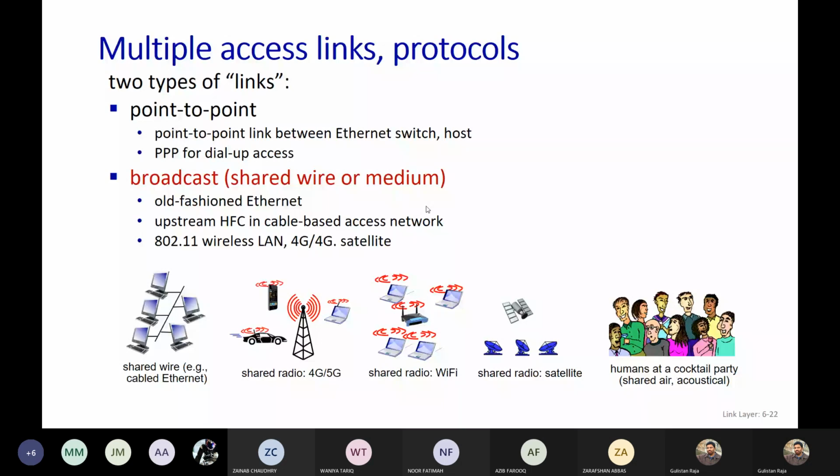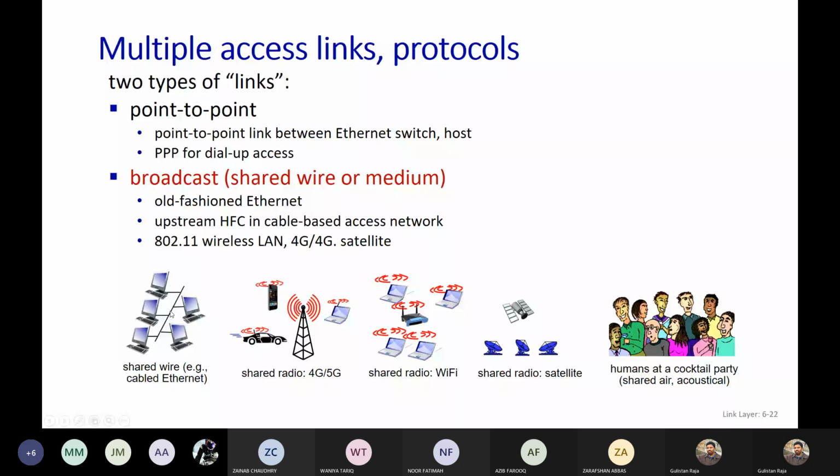The other type of link is known as a broadcast link, in which a wire or medium is shared between multiple hosts. An example of that is old-fashioned Ethernet, because current Ethernet does not use this. But look at this left side diagram. This computer is basically using a shared medium.